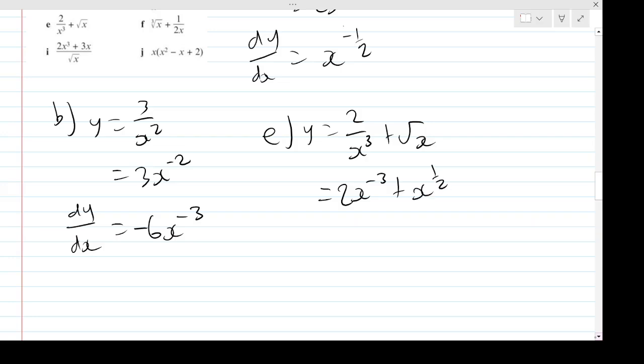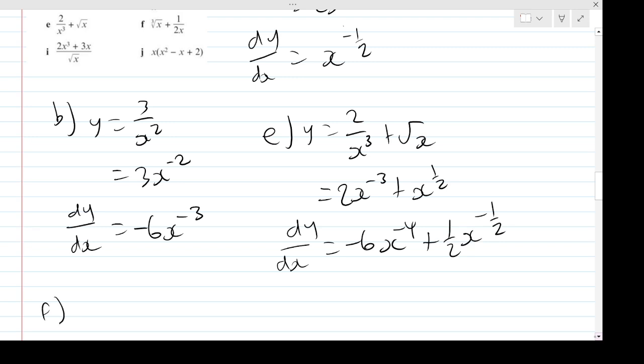Then we can differentiate the terms individually, so then dy dx. Now again, 2 times minus 3, 2 times the power, that's minus 6x. Then we subtract 1 off the power, that'd be minus 4. Then for the second term here, x to the half, we then have a half x, and then a half minus 1 is minus a half. And there we are. Cool.